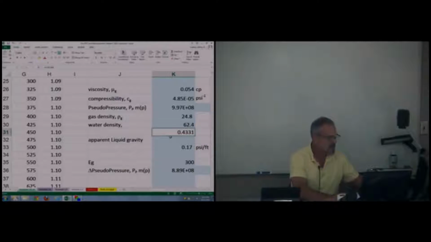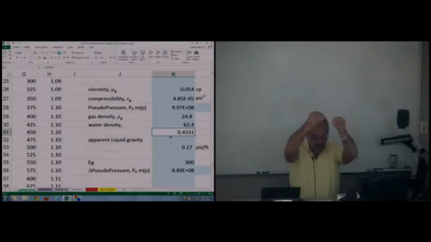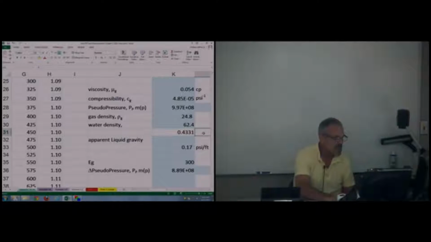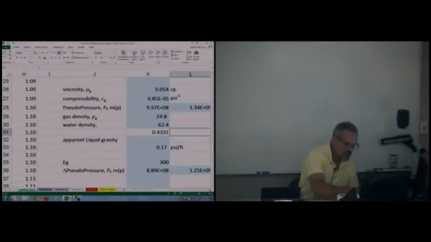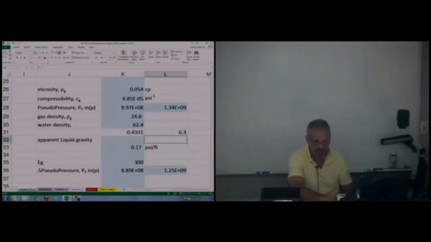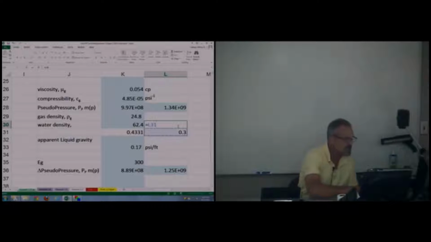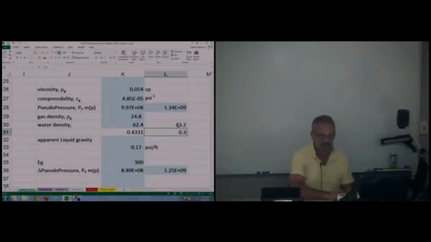So if you had a pressure bomb that you lowered in the hole and you hit a gas gradient, then you hit a liquid gradient and it got heavier, and you knew that liquid gradient was 0.3 psi per foot, and I asked you what the density was, you just take 0.3 psi per foot and multiply it by 144, and you'd say its density is 43.2.